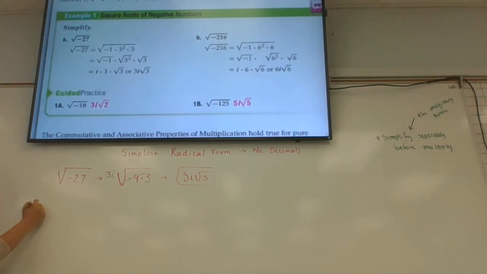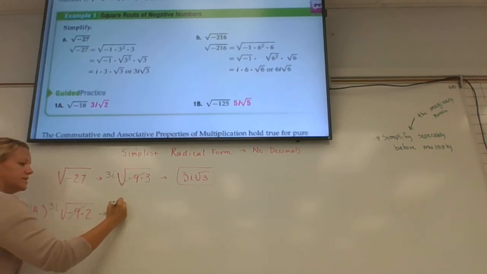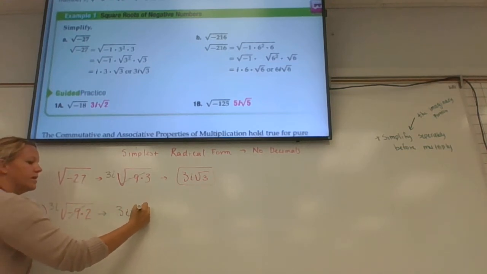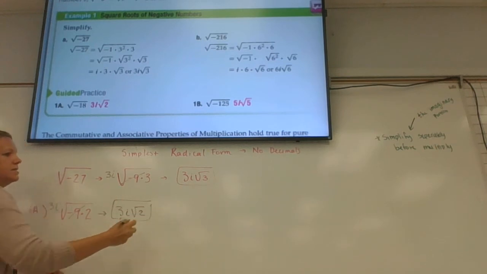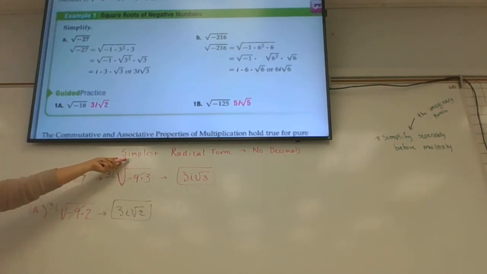So 1a. I look at 18 and I think, does 18 divide by any of these numbers? Divides by 9. So I rewrite 18 as 9 times 2. The square root of 9 again is 3. Since it's negative, I write i with it. And that's how we get the result, 3i square root 2. This is simplest radical form. No decimals will be accepted.